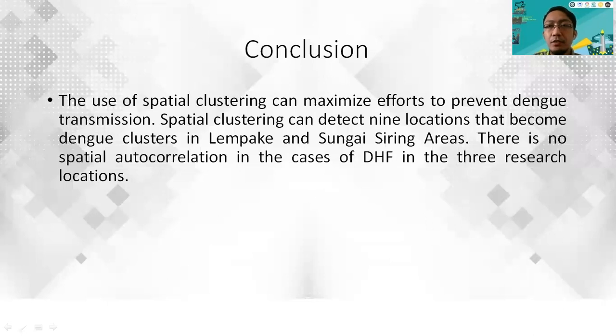Okay, finally, conclusions. Using spatial clustering can maximize efforts to prevent dengue transmission. Spatial clustering can detect 9 locations that become dengue clusters in Lempake and Sungai Siring areas. There is no spatial autocorrelation in the case of DHF in the 3 research locations.